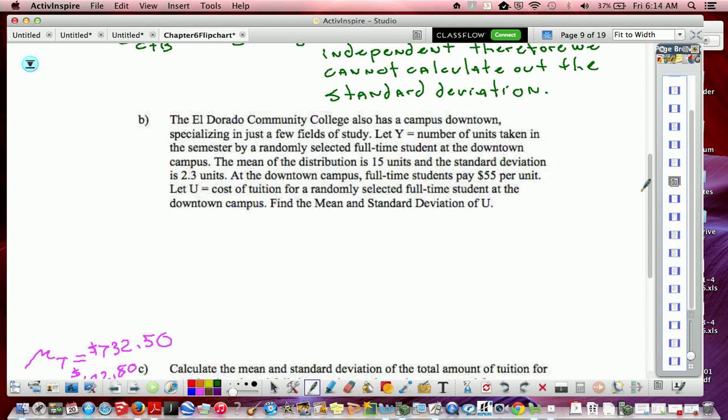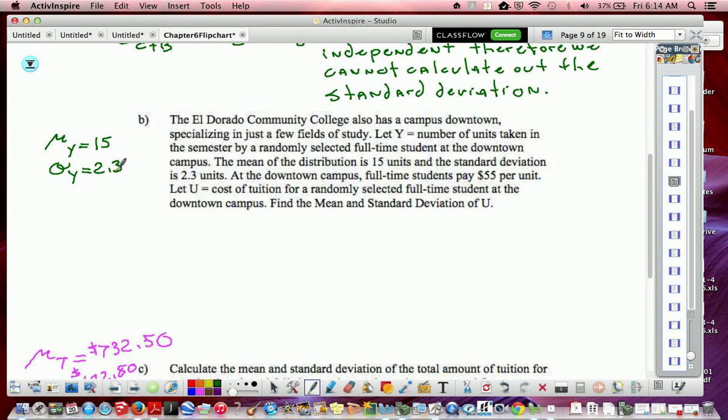All right, so in B it says, El Dorado Community College also has a campus downtown, specializing in just a few fields of study. Let Y be the number of units taken in a semester by a randomly selected full-time student at the downtown campus. The mean of the distribution is 15 units, so the mean of Y is 15, and the standard deviation is 2.3. At the downtown campus, full-time students pay $55 per unit. Let U be the total cost of tuition for a randomly selected full-time student at the downtown campus. Find the mean and standard deviation of U.